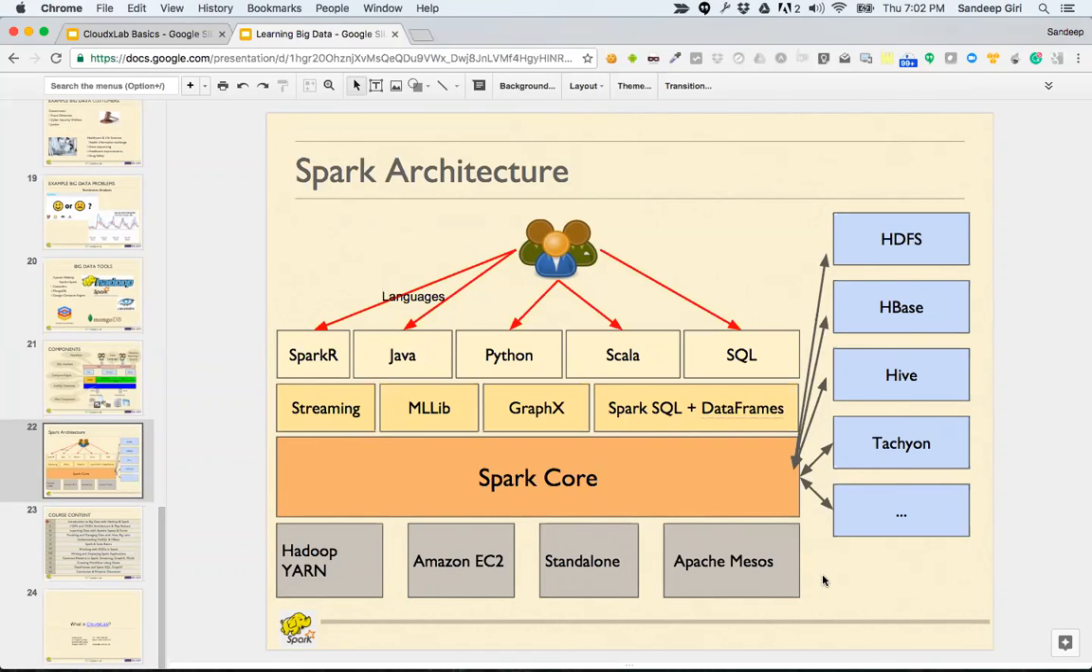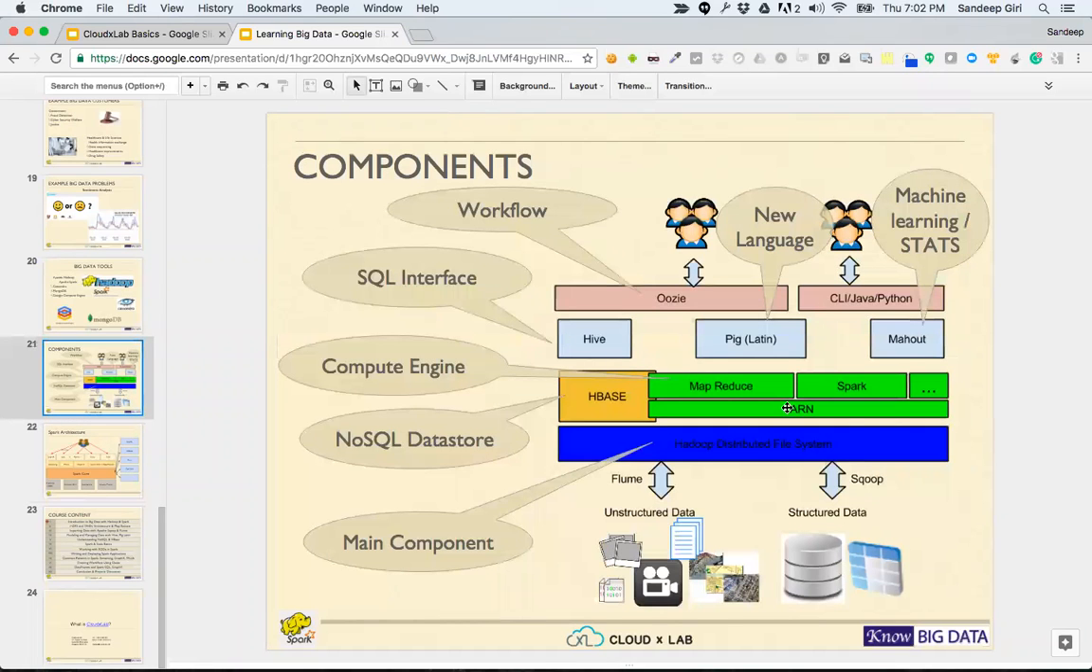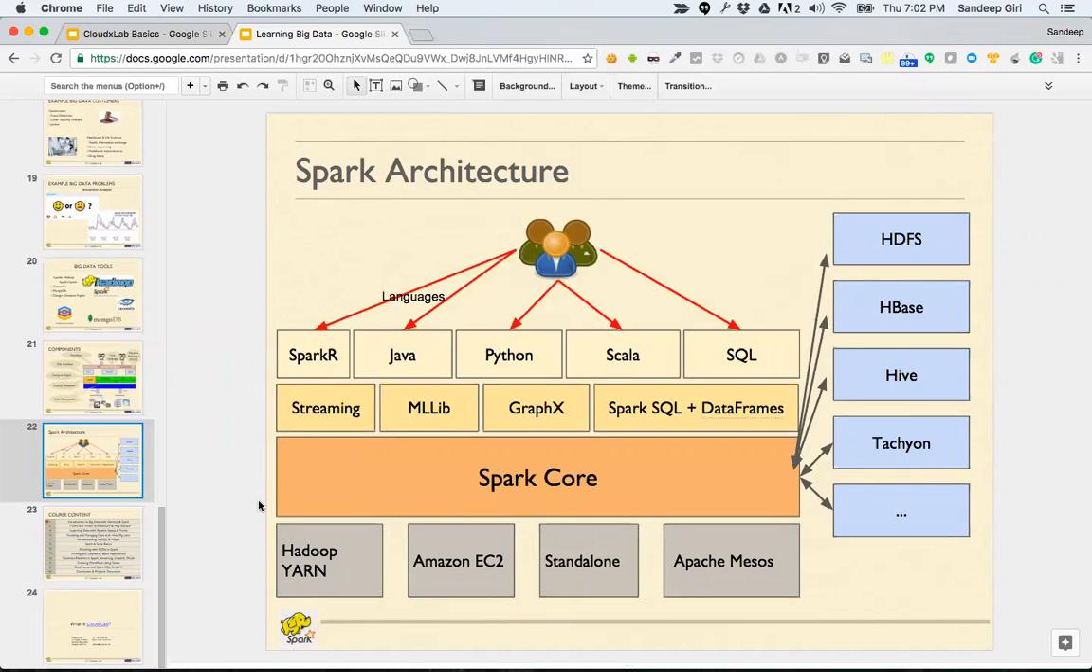But Spark does not provide storage as compared to Hadoop. Hadoop provides Yarn, HDFS, and HBase, and then MapReduce. So the rest of the tools are around these three basic things. If you say Hadoop, Hadoop equals HDFS plus HBase plus Yarn plus MapReduce. Now MapReduce is being replaced with Spark. That's all.